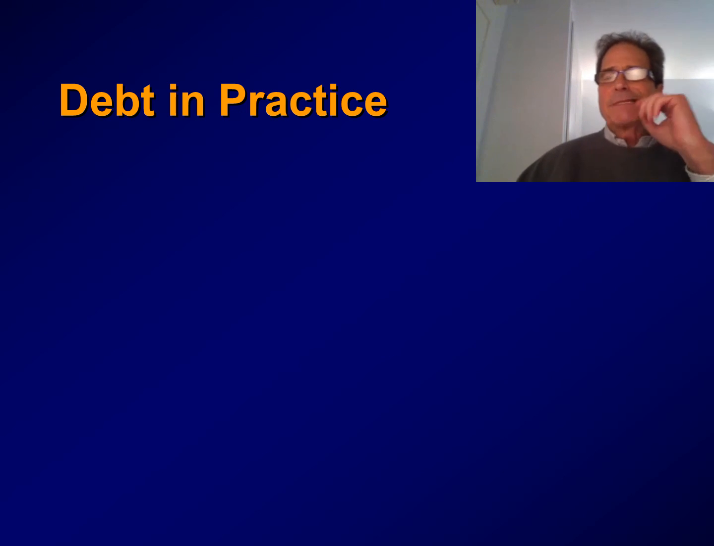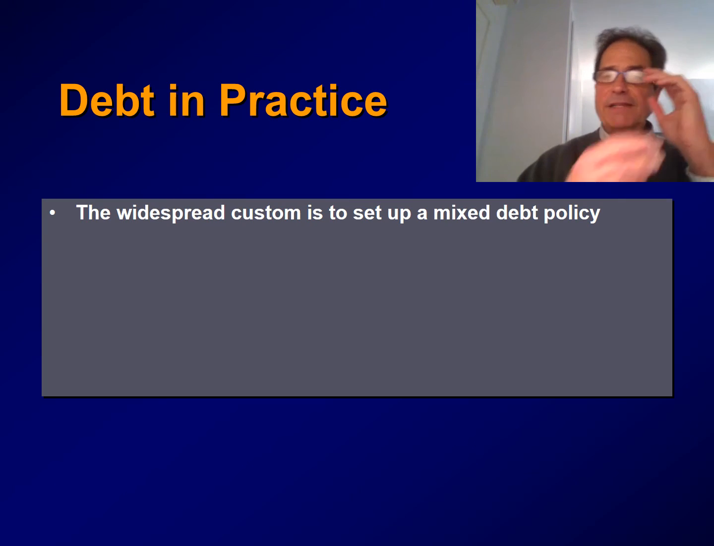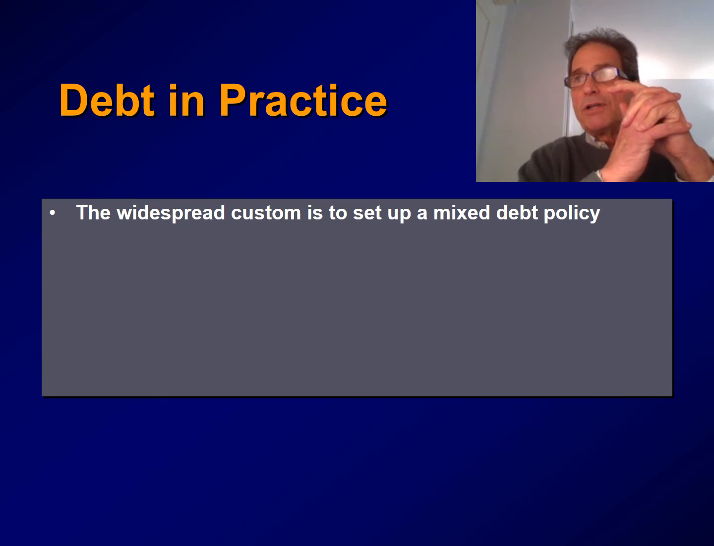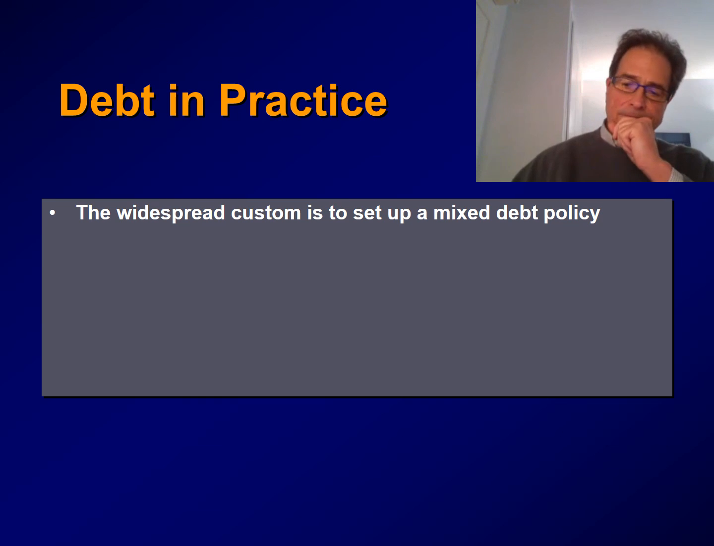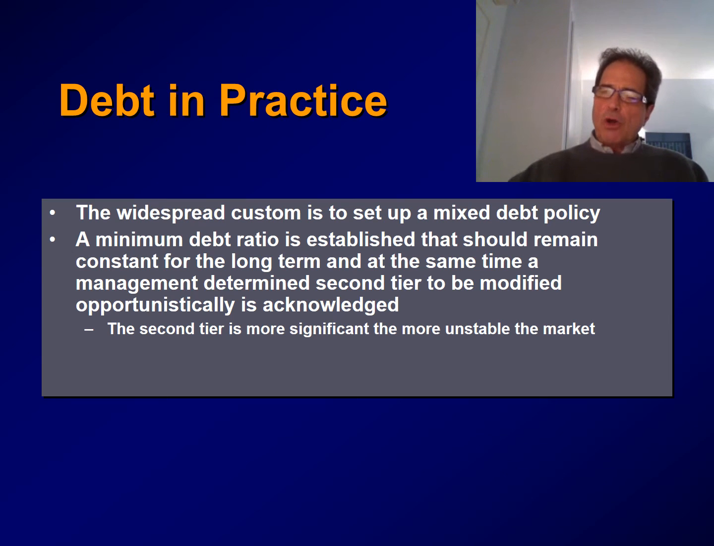Unfortunately, in practice, none of these cases are very realistic. In practice, the custom is to determine the debt policy of the firm in a mixed way. On the one hand, a minimum debt ratio is established that remains constant for the long term, meaning that there is a proportion of the value of the firm, a debt ratio which is relatively small, but it's always kept at a constant ratio, so it's consistent with the WACC assumption.